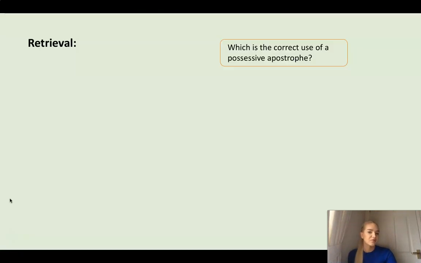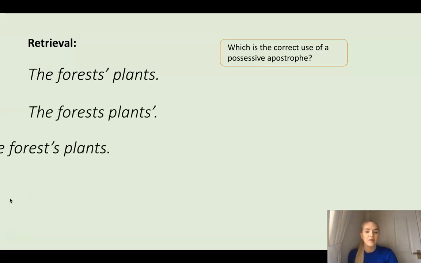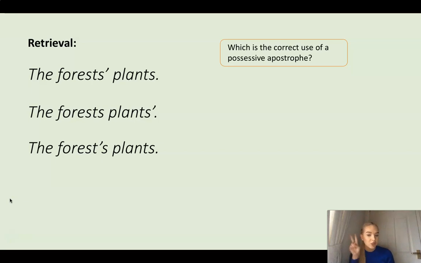Now let's have a look at some retrieval for today. So some sentences or phrases are coming up on the board now, and I want you to read them, identify where the possessive apostrophe is, and then, is it correct or is it incorrect? One of these phrases is correct, two of them are incorrect. Can you pause the video and work out which two are incorrect, and why, and which one is correct. Pause the video now and have a think.